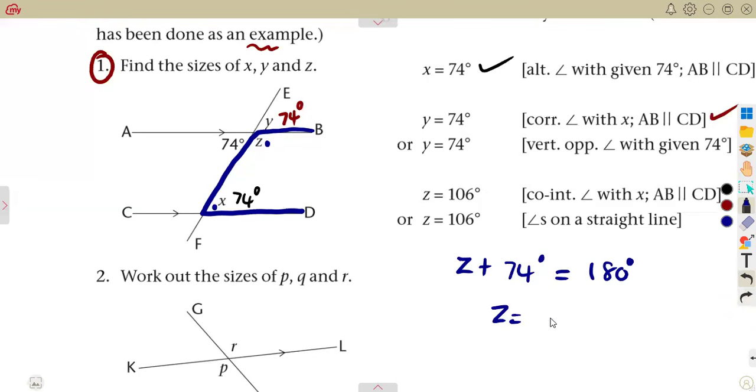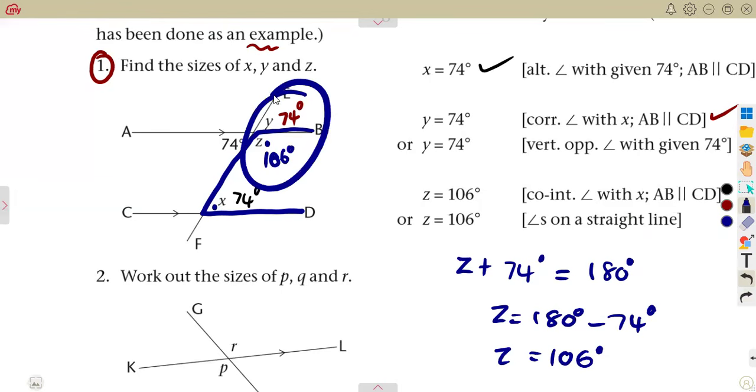So Z was going to be 180 degrees minus 74 degrees. You take it to the other side. Remember, solving your equation, that was going to give you 106 degrees, which is the same answer that you could have used about angles on a straight line with angle Y, or angles on a straight line with the angle 74 that is, on the other hand, adjacent. Remember that concept of angles on a straight line, they add up to 180. Still, you're going to have the same answer.